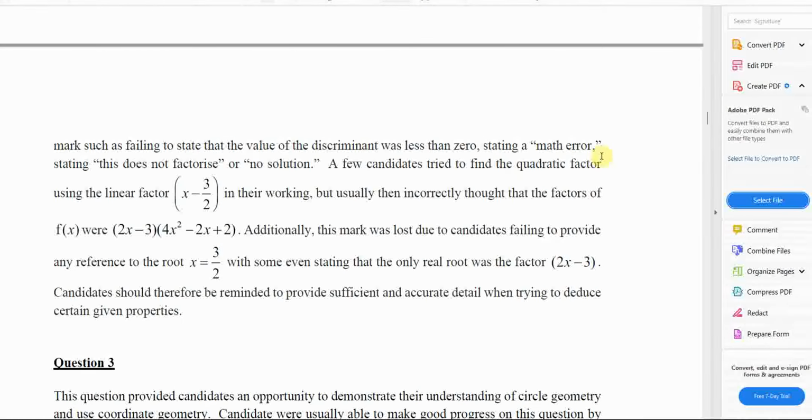So they'll say, oh, it gives a math error. Or they'll say this does not factorize. Or they'll say no solution. No, you have to mention that the discriminant is less than 0. Okay, so it's very important.